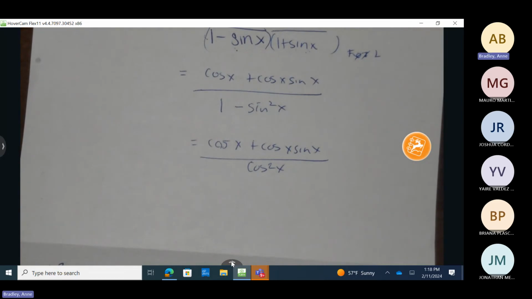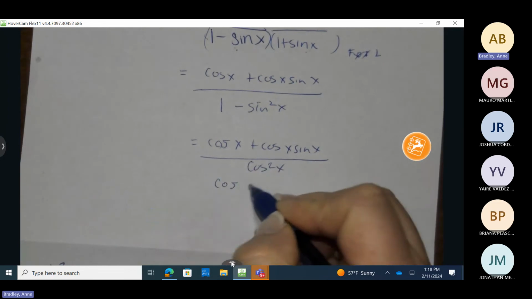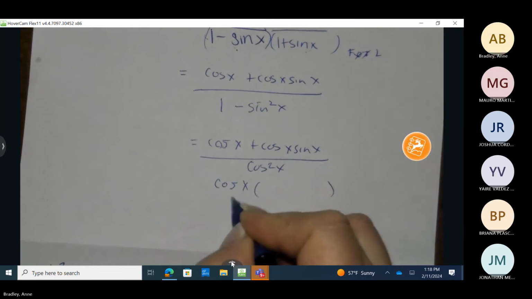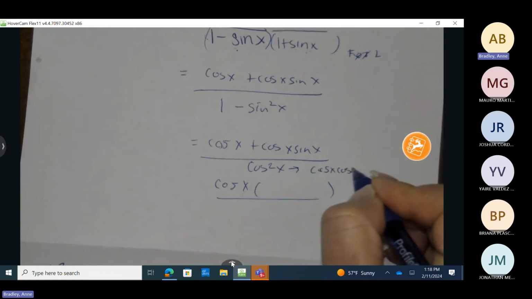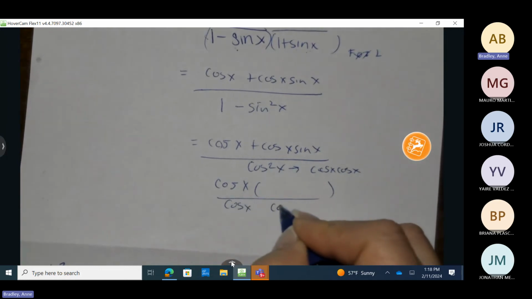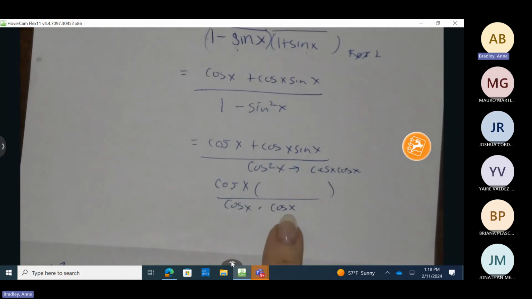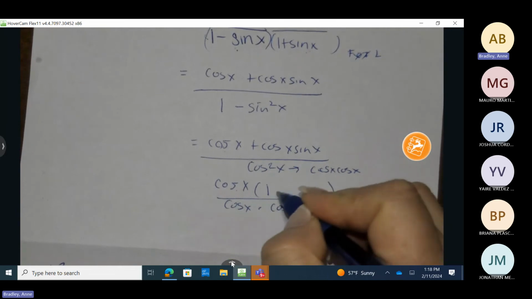Okay, different ways to go about doing this. The way that makes most sense to me is I see that I can pull out a cosine on top. And I recognize that cosine squared is the same as cosine of x times cosine of x. So this is just taking and expanding it. So I'm going to take this and rewrite it like this. Cosine of x times cosine of x is cosine squared. Why am I doing this? Cosine of x times 1 is cosine of x.